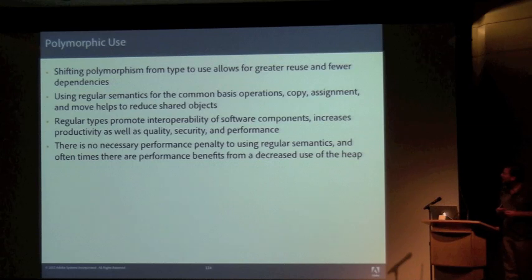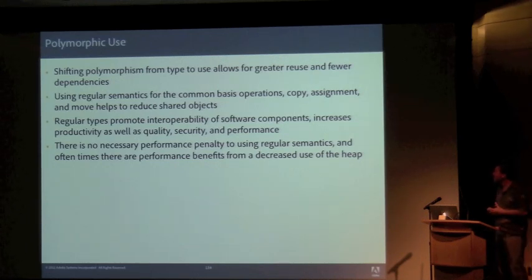So using regular semantics for common basis operations, like copy and assignment, also helps us to reduce shared objects. Regular types promote interoperability of software components. People know how to use integers, so they know how to use my document type. They know how to use my object type. There is no necessary performance penalty for using regular semantics, and oftentimes there are performance benefits.